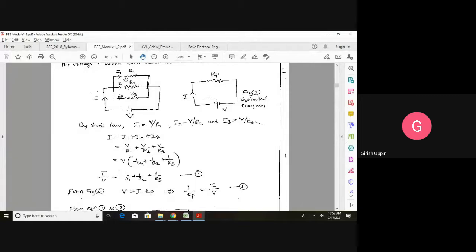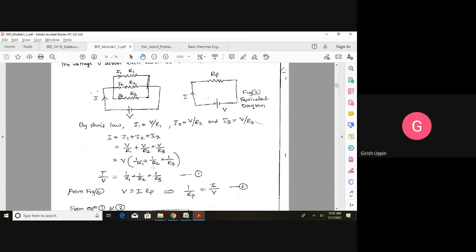Therefore, I can write V is equal to I1 R1, V is equal to I2 R2, V is equal to I3 R3. Substituting in this, I get I is equal to V by R1 plus V by R2 plus V by R3. And what is I? It is nothing but the total current that is flowing. I can take the common V outside. Therefore, I divided by V is equal to 1 by R1 plus 1 by R2 plus 1 by R3.